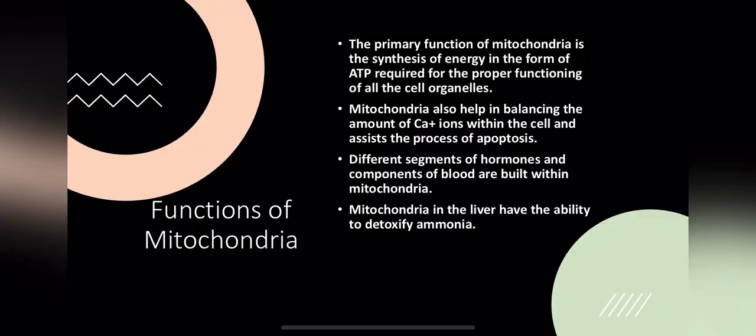Functions of mitochondria. The primary function of mitochondria is the synthesis of energy in the form of ATP required for the proper functioning of all the cell organelles. Mitochondria also help in balancing the amount of Ca2+ ions within the cell and assist the process of apoptosis.